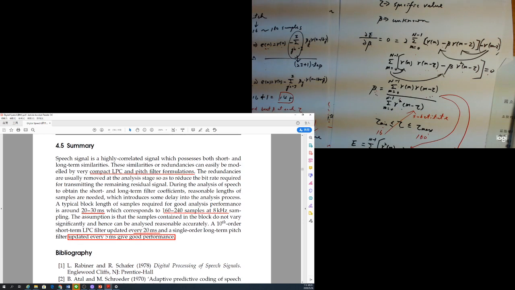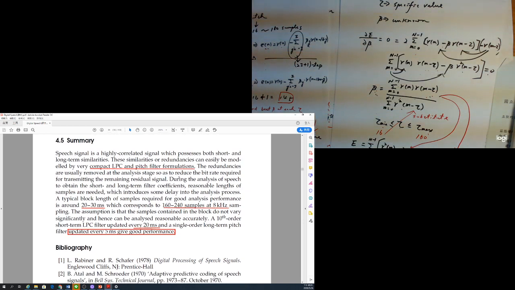LPC is more like a short-term similarity, and pitch is more like a long-term similarity. All of this similarity or redundancy we try to model by LPC and also the pitch filter formulation. The redundancy is sometimes removed at the analysis stage to reduce the bitrate required for transmitting the remaining residual signal.